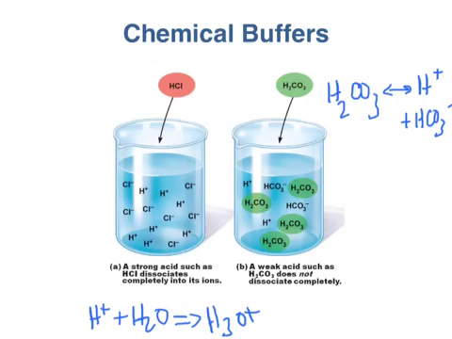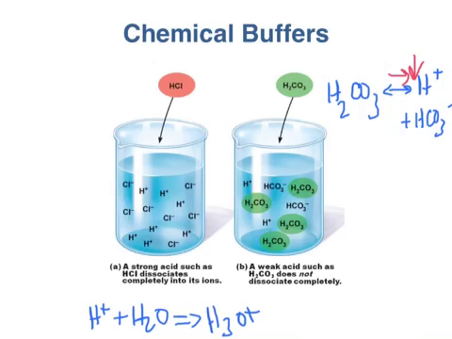And if you add hydrogen ions to a solution, that's going to shift the equilibrium to the left. So some of those hydrogen ions will get trapped as carbonic acid. If you add a base to the solution and decrease the amount of hydrogen ions, that shifts the equilibrium to the right. And you get a release of hydrogen ions from the carbonic acid.